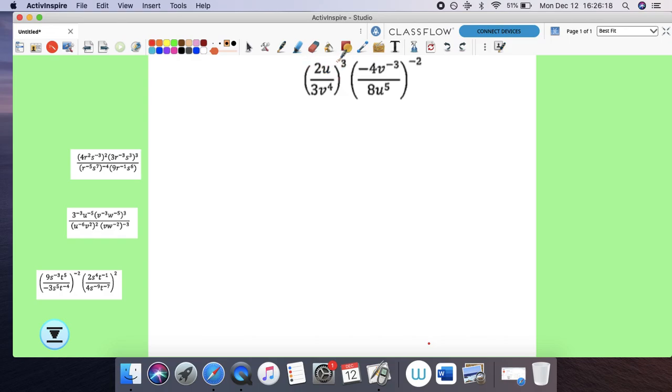You can actually apply, expand it, right? Multiply. So we get 2 to the third, u to the third, 3 to the third, and v to the 12, right? If you want to change that to 8, and you want to change that to 27, be my guest. Well, actually, I'll leave it as it is.